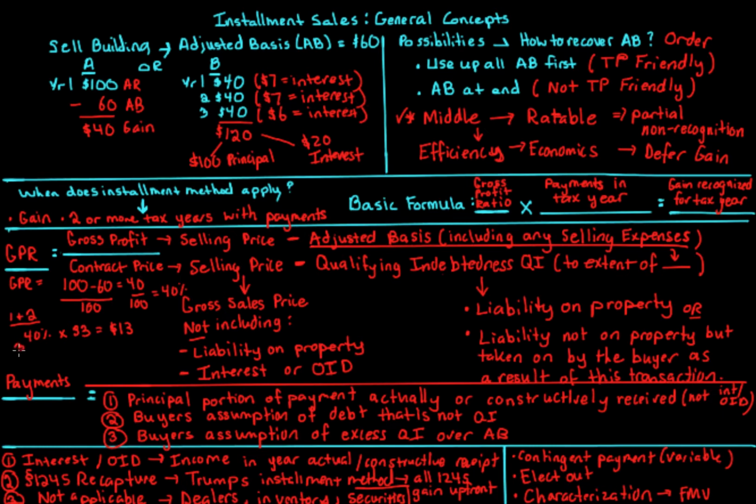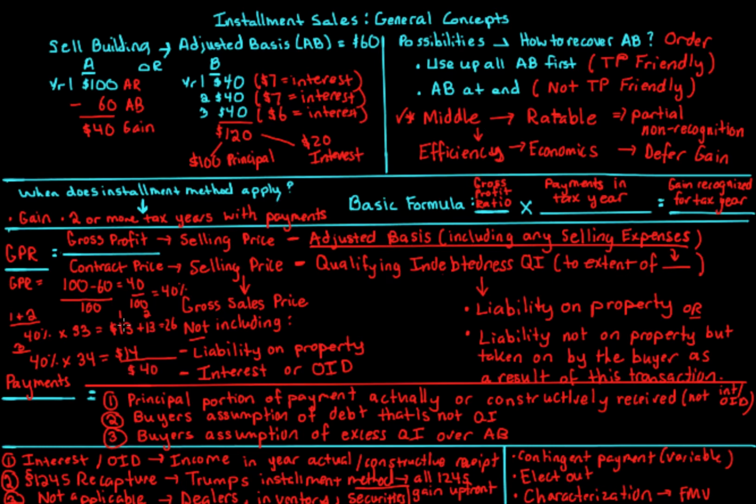In year 3, we do the same thing. Gross profit ratio times payment. The gross profit ratio is 40% times the payment. The payment is the principal portion, not including interest. So that's going to be 40 minus 6, which is 34. So 40% times 34 is $13.60, which we're going to round up to $14. So we have $13 plus $13 for year 1 and year 2. This is year 3. So this is going to be $26, plus 14, which gives us $40 of gain that we recognize total.